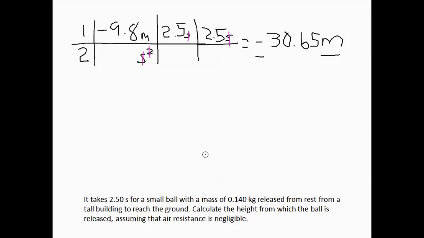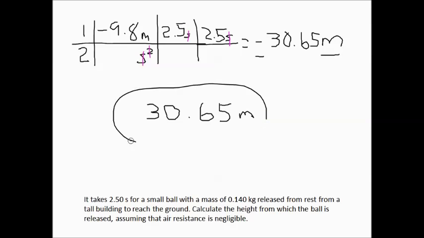But if I'm going to calculate the height, well, the height is how tall the building is. The building isn't in a hole, right? It is going up. So my final answer has got to be positive. I need to understand what the negative meant, but once I know what it meant, I can get rid of it, because I am looking for not how far the ball fell, but how tall the building is. Well, the building had to be 30.65 meters tall so that the ball can fall from that height. And there's my answer.